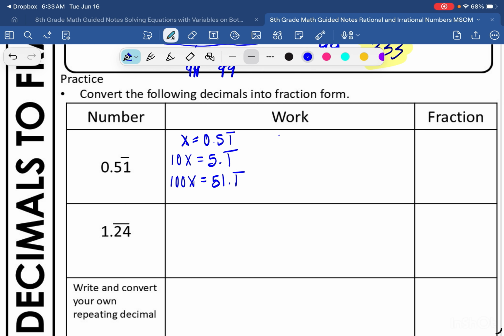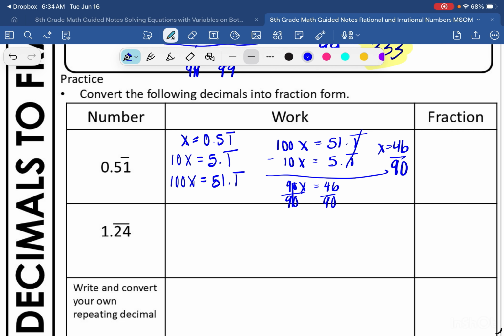So subtracting those, writing my bigger one on top, I get 100x equals 51.1 repeating. And then I have 10x equals 5.1 repeating. Subtract those, I get 100x minus 10x equals 90x. 51.1 minus 5.1, well, all these ones will cancel out. 51 minus 5 is 46. I divide each side by 90. I get x equals 46 over 90. And I can divide each of those by 2, and I get 23 over 45.